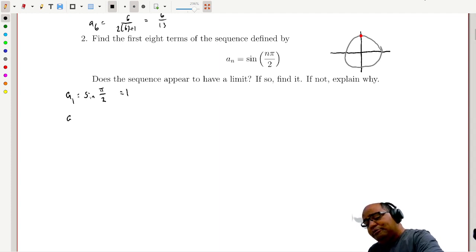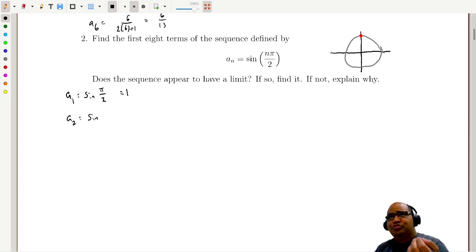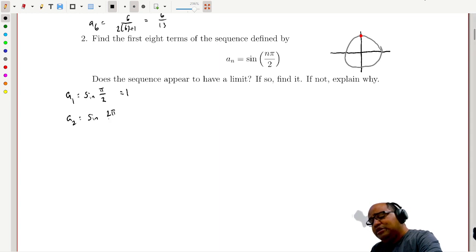Now what about a_2? That's going to be sine of 2 pi over 2. Well, 2 over 2 is 1, so we have sine of pi. So let's write that down: sine of 2 pi over 2, which is sine of pi. Mark that on our circle. That y-coordinate is 0.